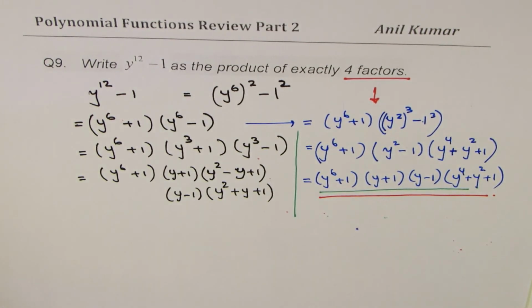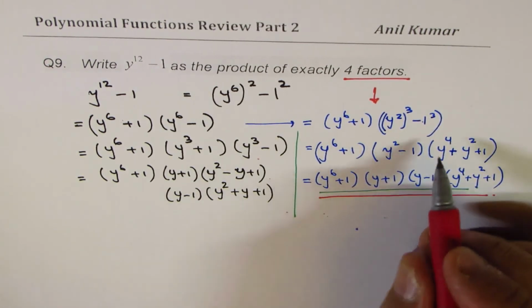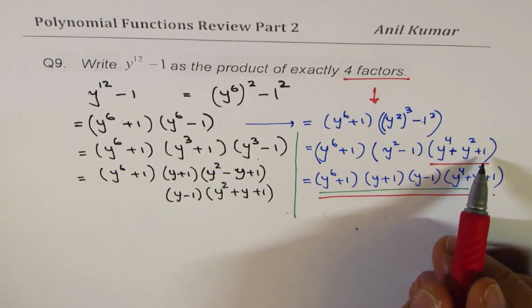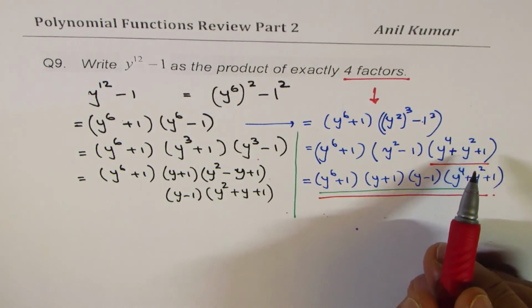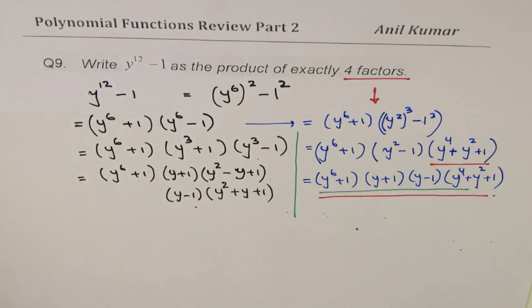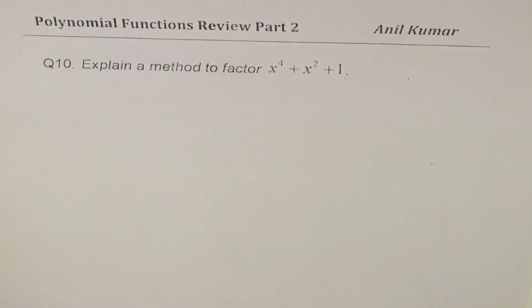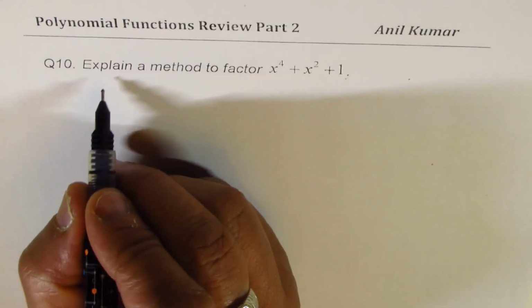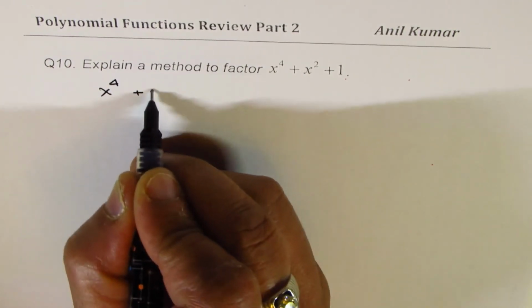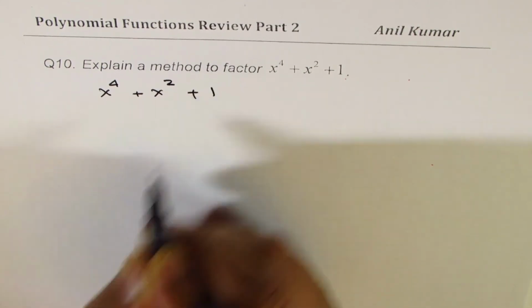Now that brings us to a very interesting question. You have observed here that we have something like y to the power of 4 plus y square plus 1, which cannot be factored. However, on the left side, you found that somehow this could be factored, right? So based on this, we have taken question number 10. It's a very interesting question. We'll actually factor something which is unfactorable. So we explain a method to factor. We have x to the power of 4 plus x square plus 1.